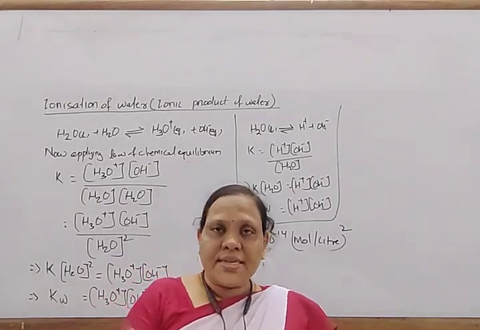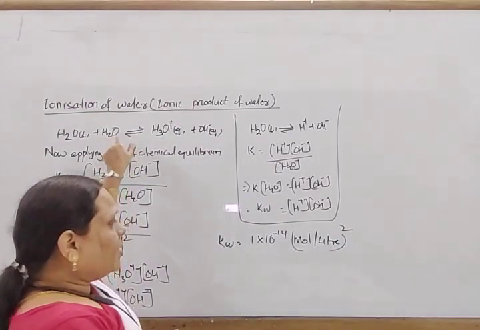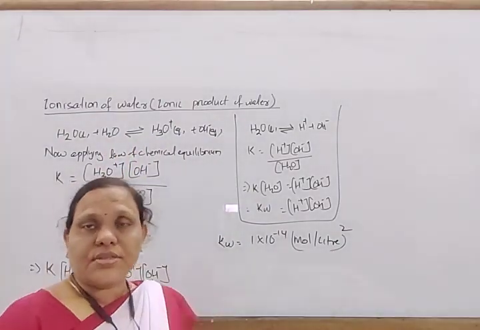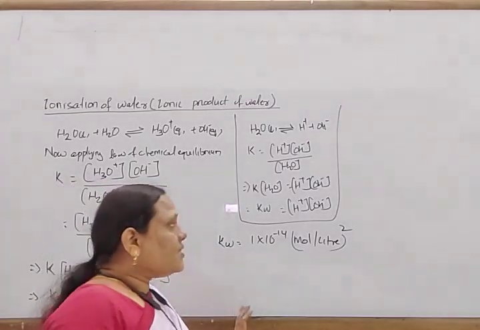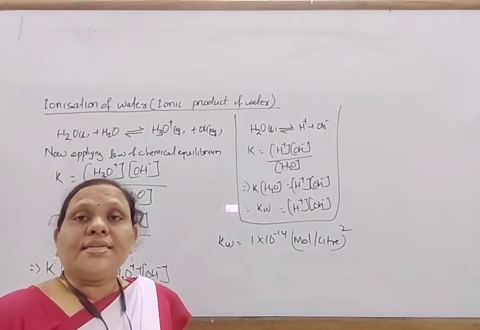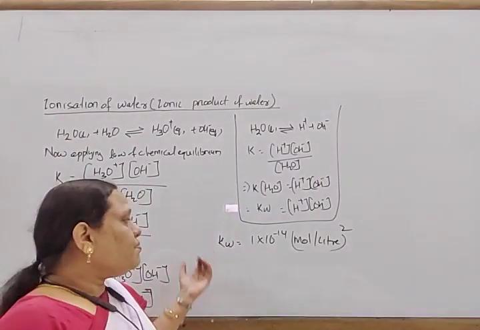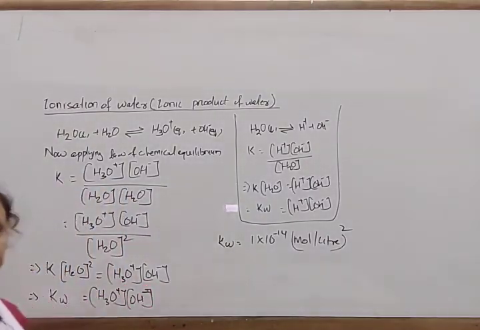As the temperature increases, the ionization of water increases. As the ionization of water increases, the molar concentration of both H plus ion and OH minus ion increases. In this way, this Kw value increases. So with increase in temperature, this ionization constant value increases.